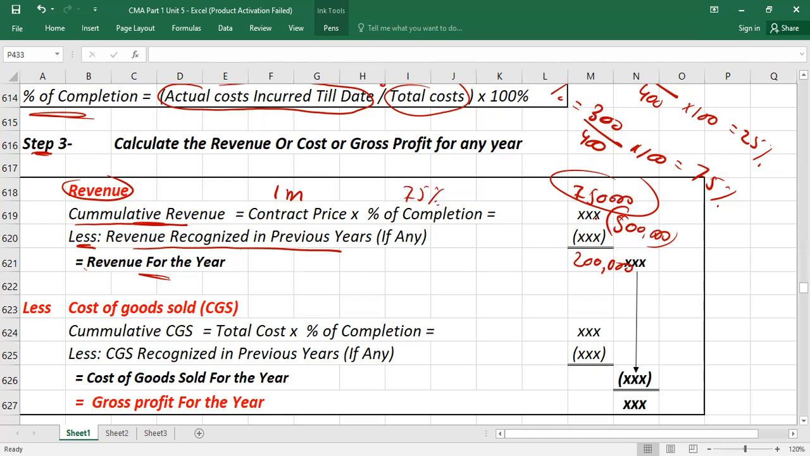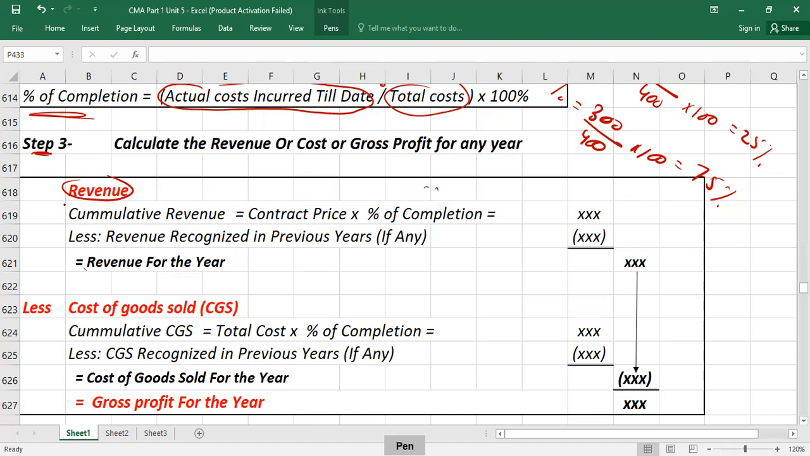First, for revenue, what did you get? Cumulative revenue. I told you how to get it. Then from there, what will you do? You will deduct revenue recognized in previous years.